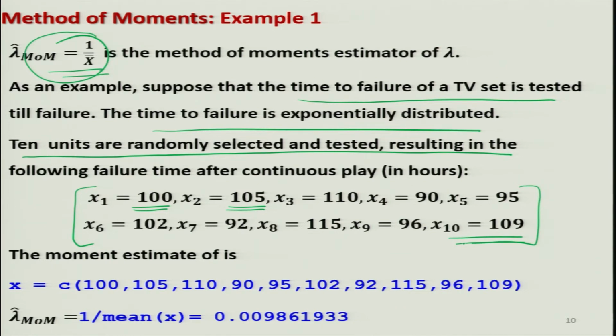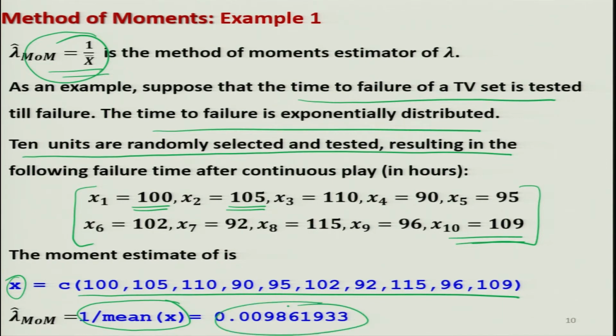So, now you simply have to compute the value of 1 upon x bar on the basis of this given set of data. If you ask me how to compute this value in R or any software, I will say simply enter the data like this, and use the command 1 upon mean of x, where x is the data vector containing all such observations, and you can see here that this will come out like this, right.